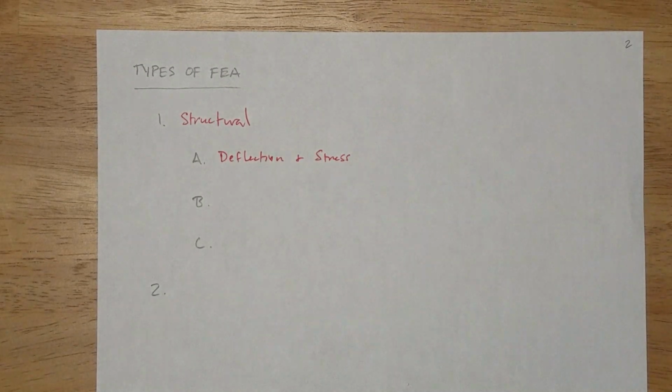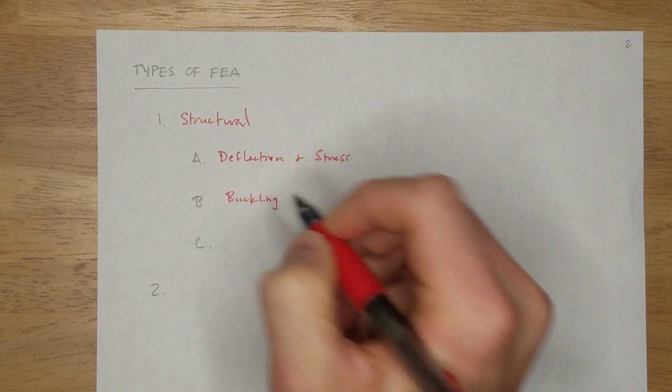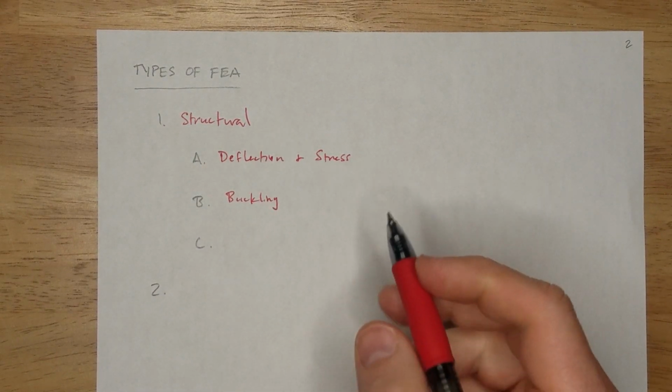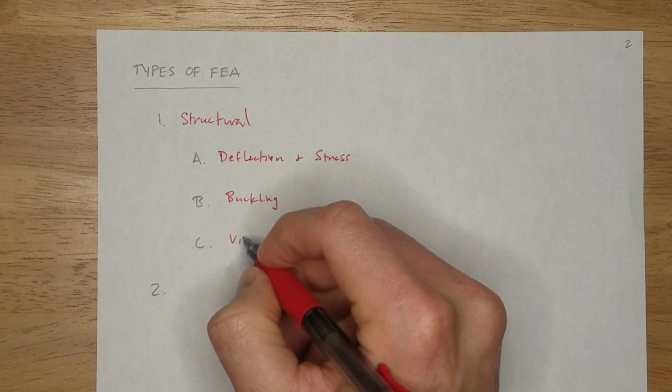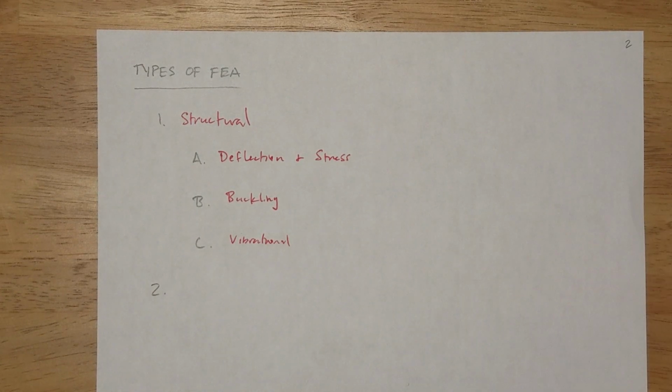So a sub-bullet under structural FEA is a deflection and stress FEA, and this is going to be our focus. Now, there are various other types of structurals. You've got buckling, that's key. Different than a very simple deflection and stress FEA, but still part of a structural. And you could do some vibrational stuff too, and we're not going to get into that. Just know that you can analyze frequencies and such with the FEA tool.